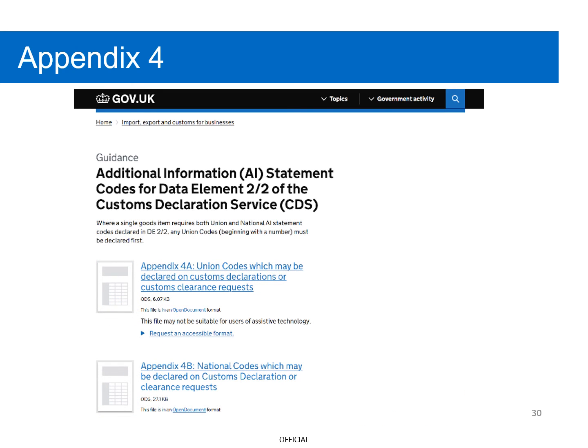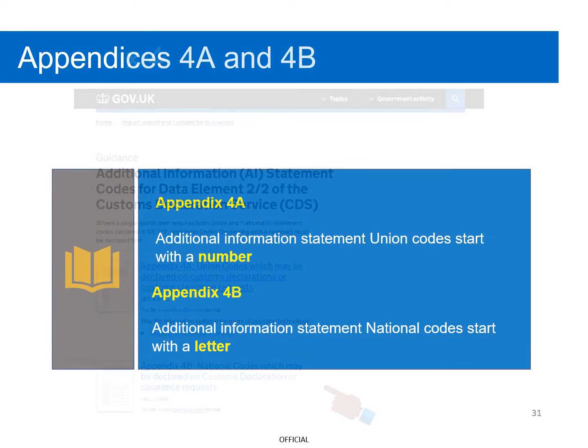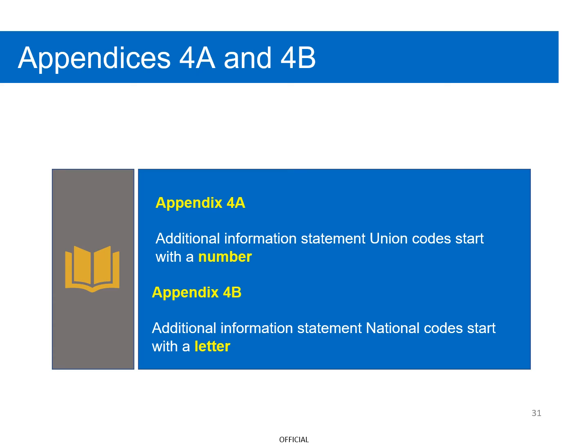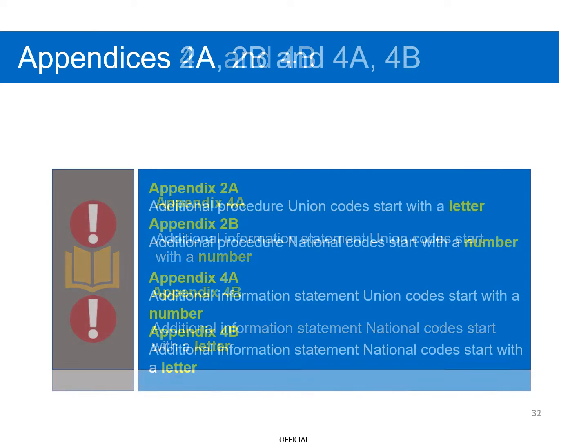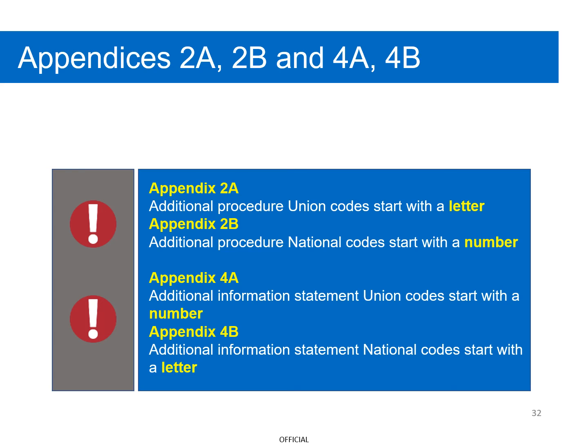If she scrolls down, she will see Appendix 4A and 4B. Appendix 4A contains union codes, and Appendix 4B contains national codes. For additional information codes, the union codes begin with a number, and the national codes begin with a letter. Please note, this is the opposite to additional procedure codes.